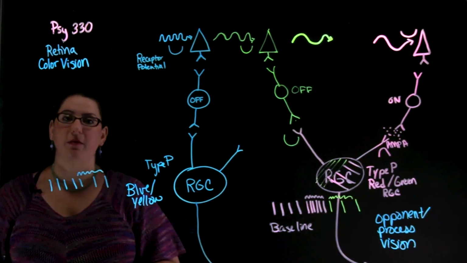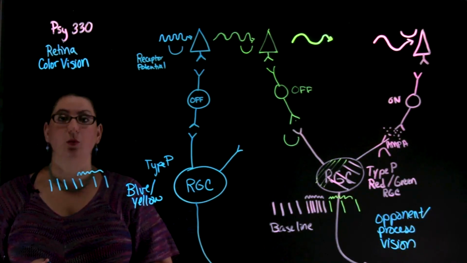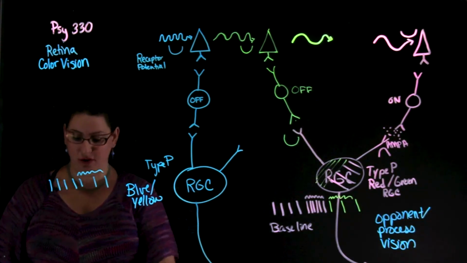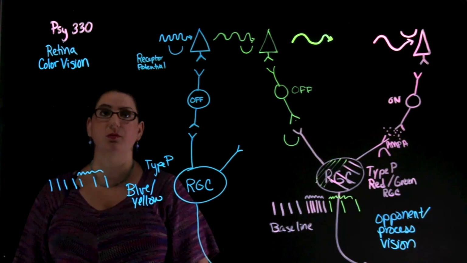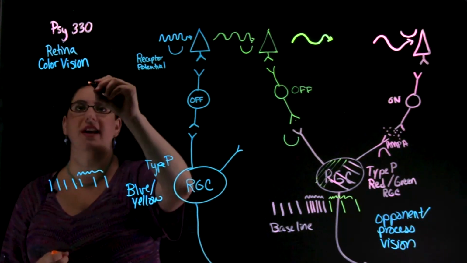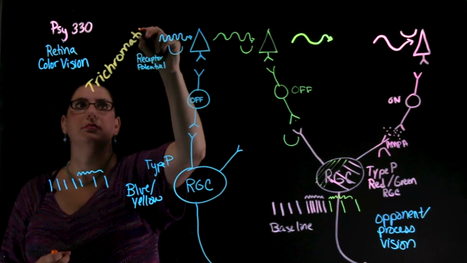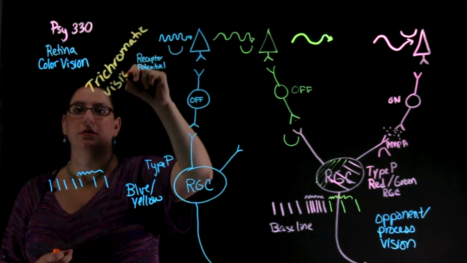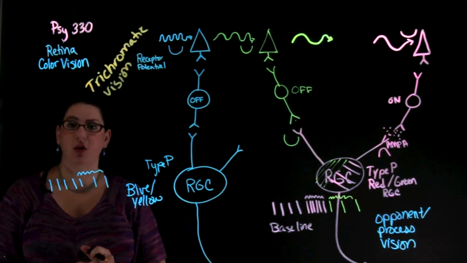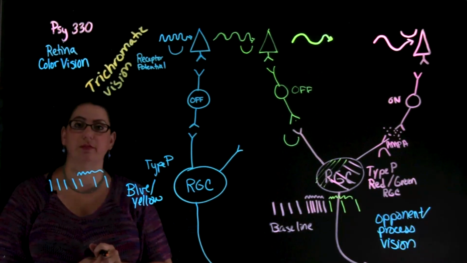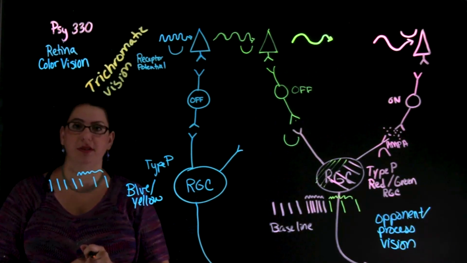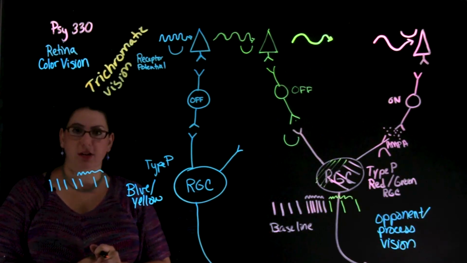Now let's talk about what happens in yellow light. We don't have a yellow cone. At the level of the cones, we have what's called trichromatic vision. Three different types of cone opsins. Each cone has either blue, green, or red opsin. So what about yellow light?